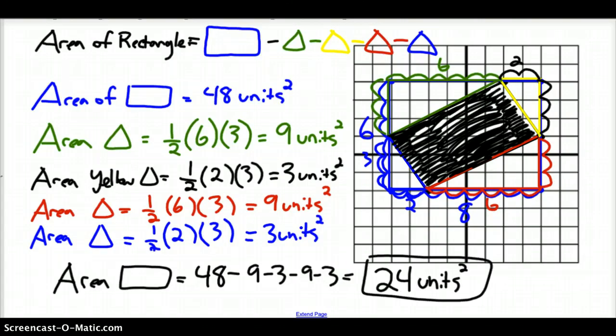I hope this example makes sense. I'm not going to do another one until we actually get in class. But remember, all we did was make a box around our entire figure, and subtract those triangles that were created to figure out the area of what was left over.